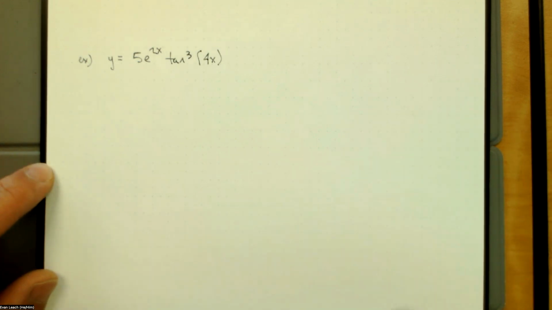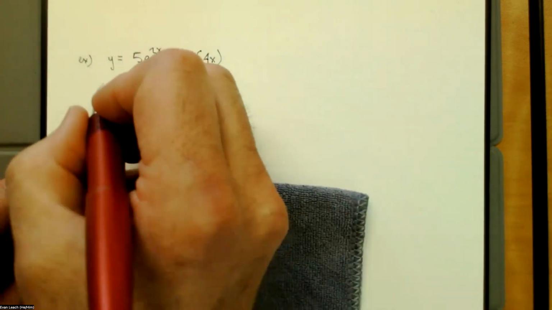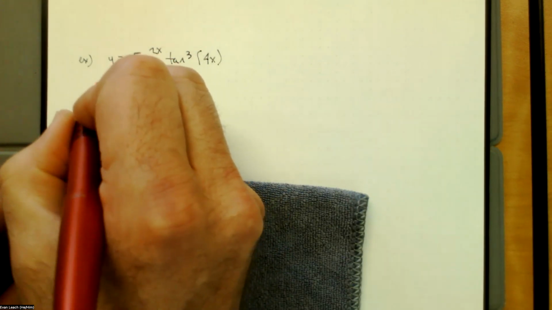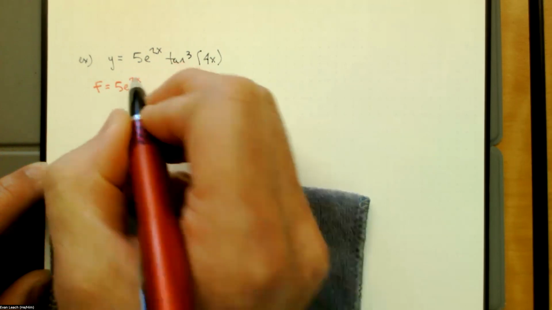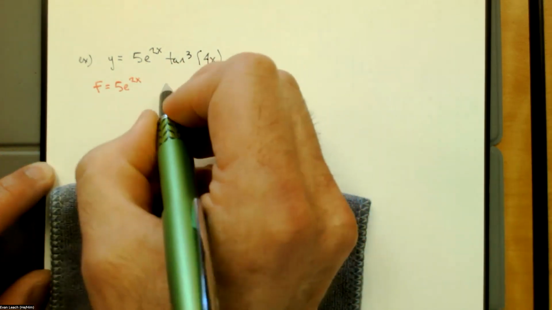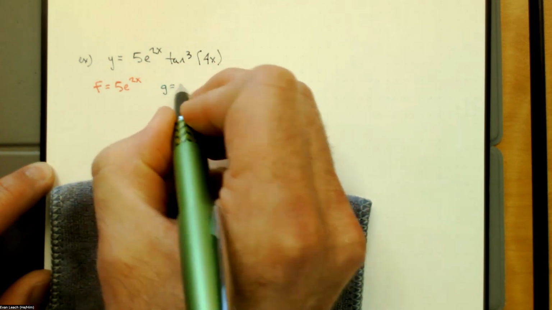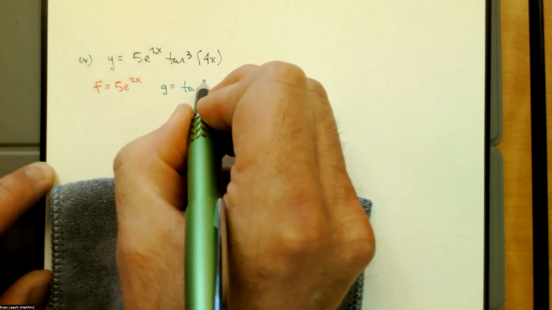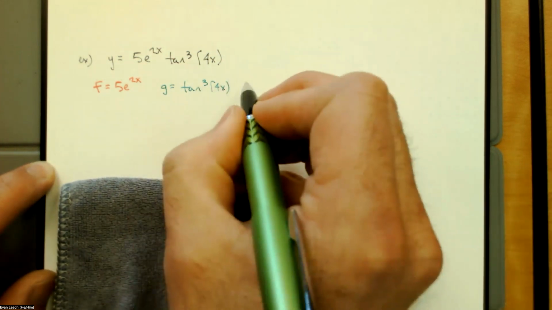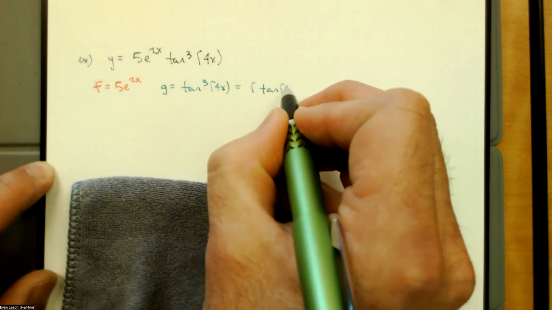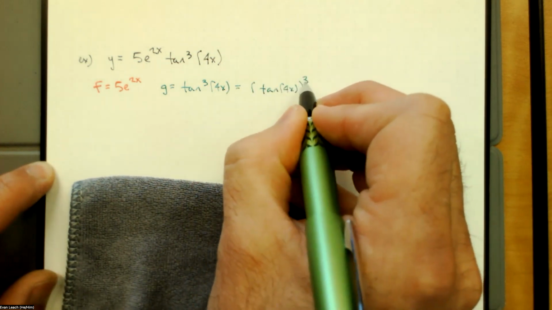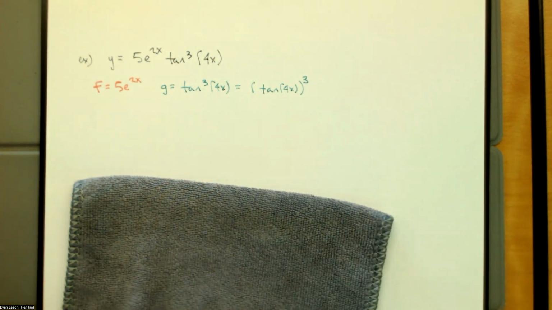So let's separate it out into our parts. Our first function is 5e to the 2x, and our second function is tangent cubed of 4x. Remember, we're reading tangent cubed as the cube of the tangent of 4x. Tangent cube is a short notation for the cube of the tangent.